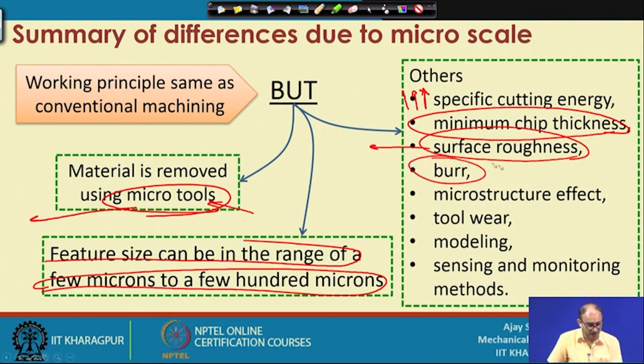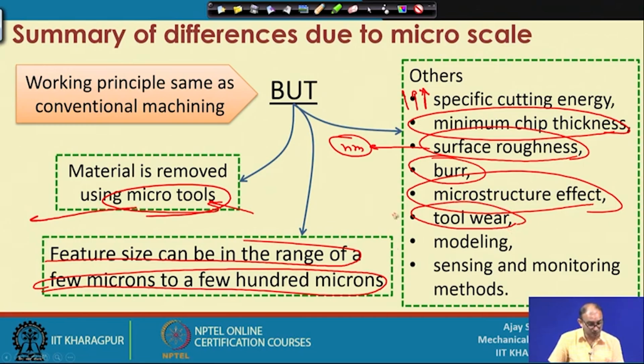Surface roughness, you have to pay more attention to this, because surface finishing is very difficult here. You can apply a deburring operation, but surface finishing is very difficult, because burr size is very large compared to the roughness component. Removing the burr is easy, because it is still micron size, but when you look at surface roughness, it is always nanometer size. Microstructural effect is important, because of the microstructure of the component which you are machining. Tool wear is very important.